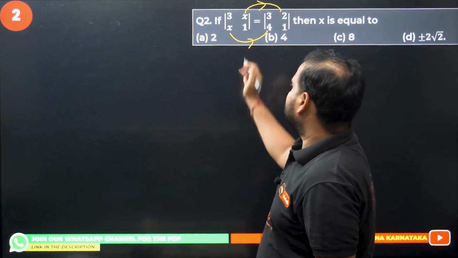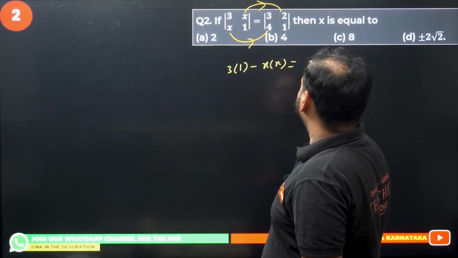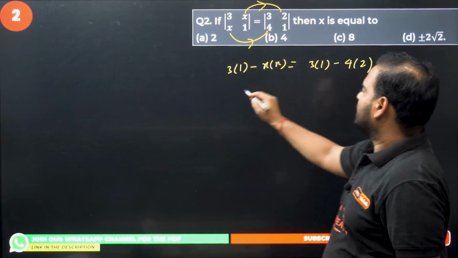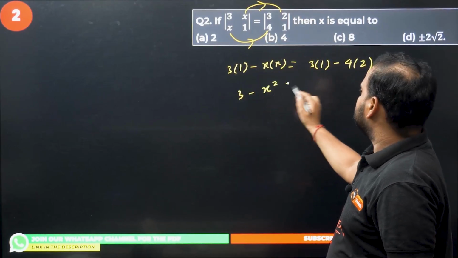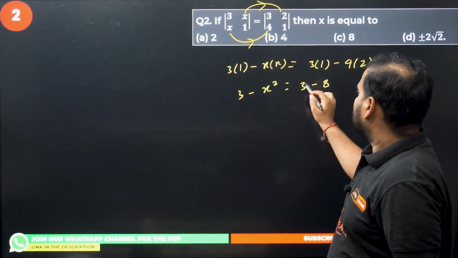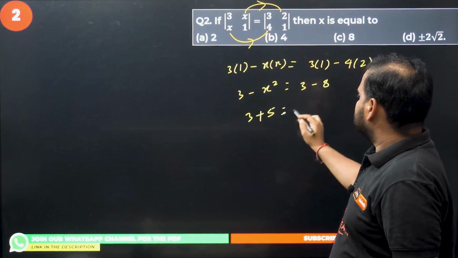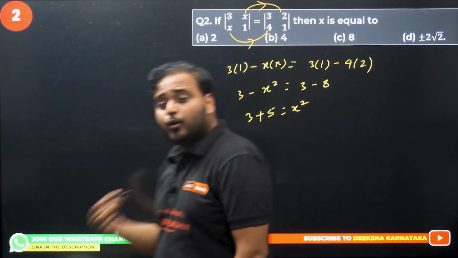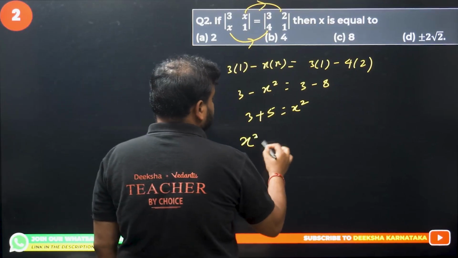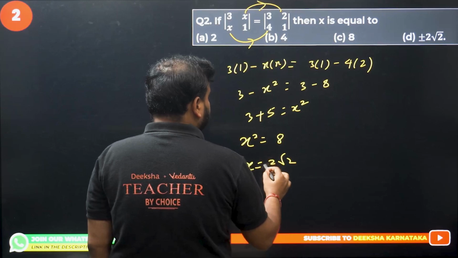Please check. 3 into 1 minus x into x equals 3 into 1 for the second one, minus 4 into 2. I get 3 minus x square equals to 3 minus 8. Bring on this side, it will become minus 5, right? So it will become 3 plus 5 equals to x square. I think I know all of you know how to calculate, right? Yes. So x square is 8. It means x value will be 2 root 2 with a plus minus sign.